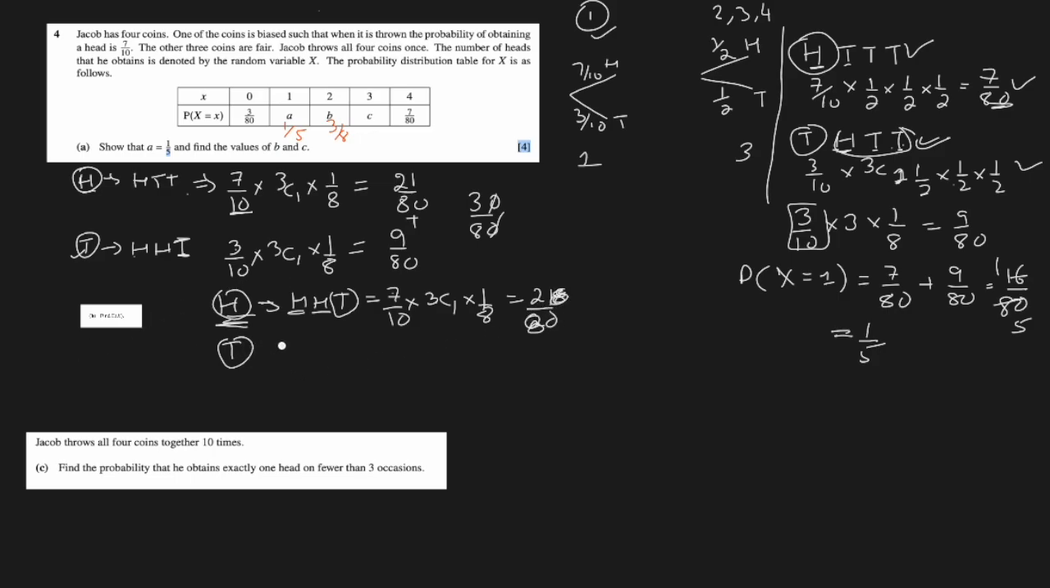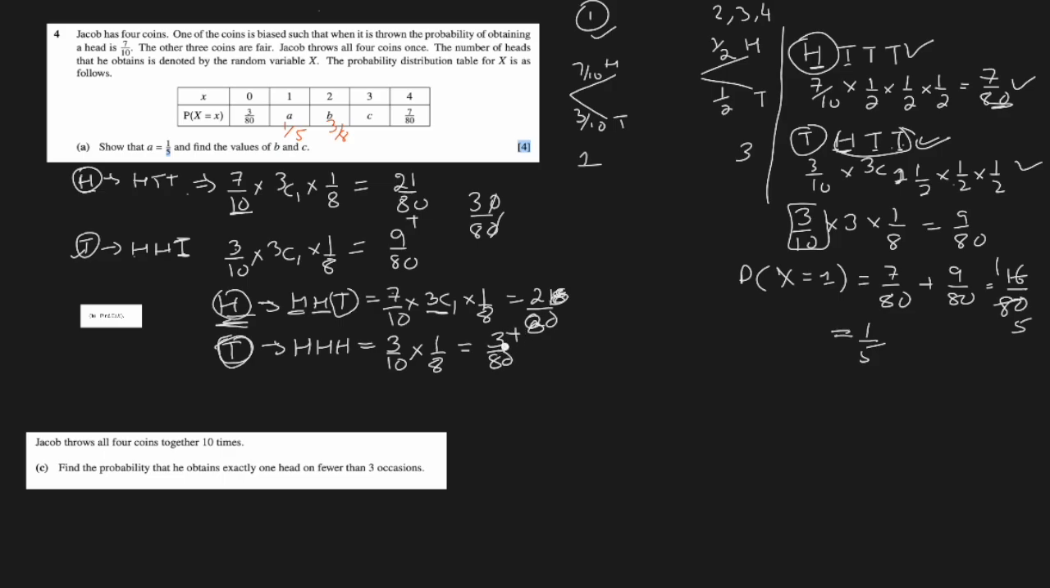All right, tail. So first one is tail. That means all three heads must be from the remaining three, because we can't get a head here. We have confirmed that first one is tail. All three will be heads here. So first one is 3/10, and there is no 3C1 now, because we are confirmed all are heads. So 1 over 8 only. So it is how much? 3 over 80.